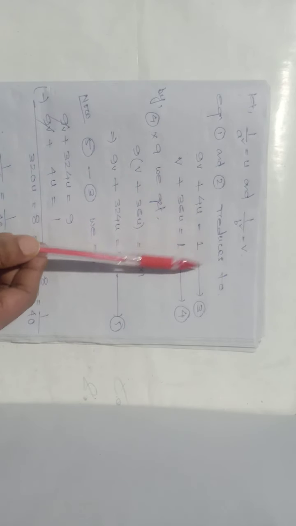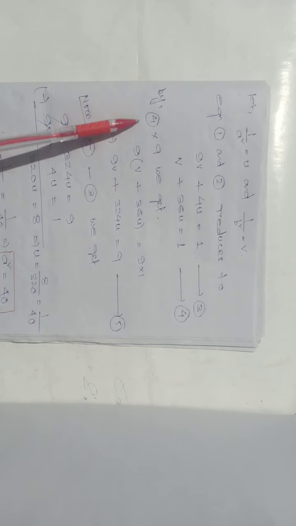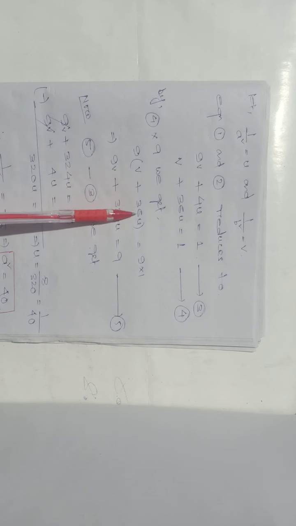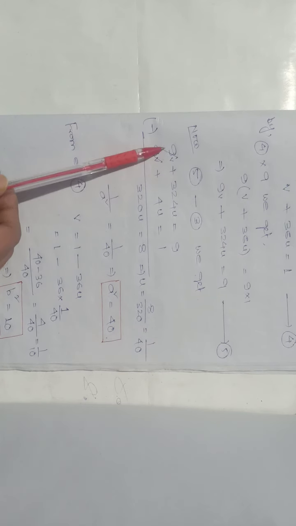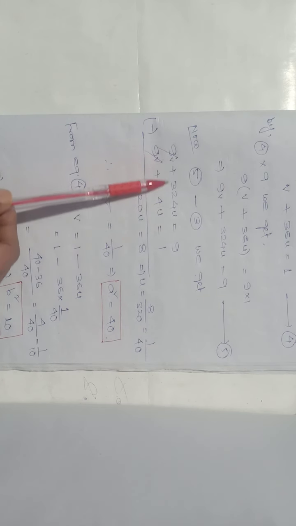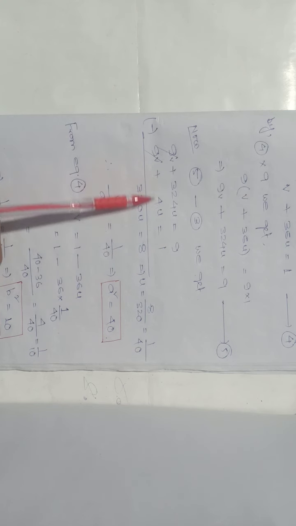Now let 1 by a square equal to u and 1 by b square equal to v. So equation 1 and 2 reduce to 9v plus 4u equal to 1 and v plus 36u equal to 1. Now solving these two equations using the elimination method, multiplying the first by 9, we have got 9v plus 324u equal to 9. So subtracting, we have 9v plus 324u equal to 9 and 9v plus 4u equal to 1.